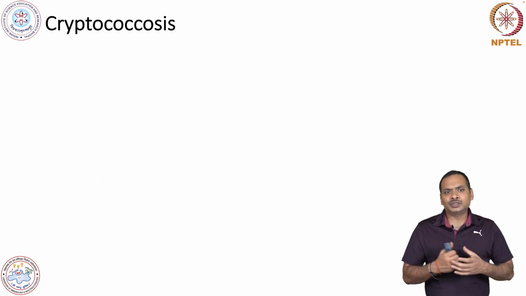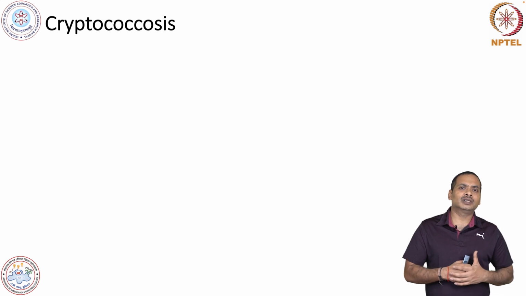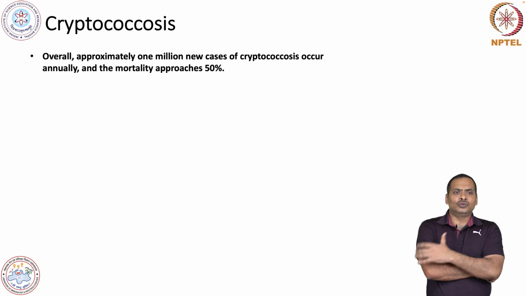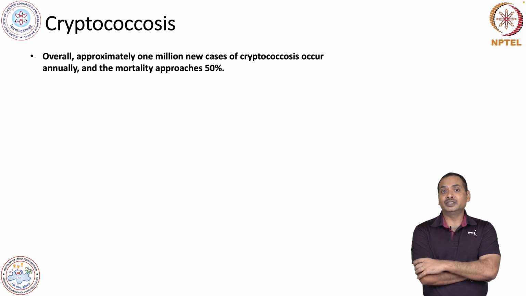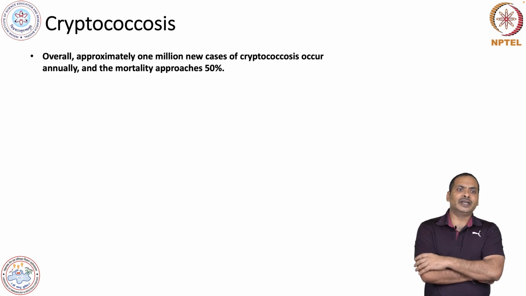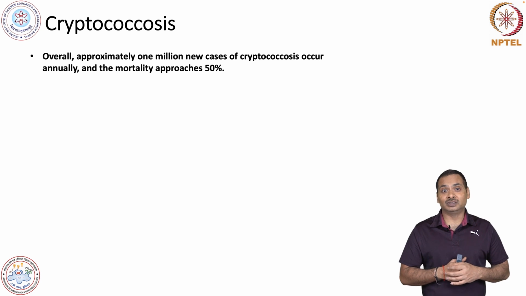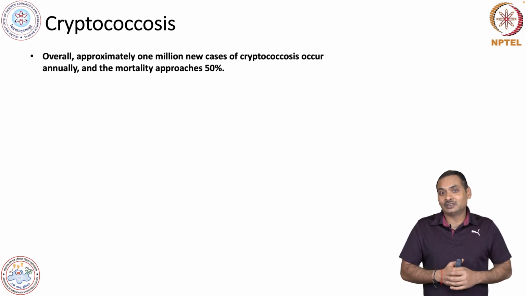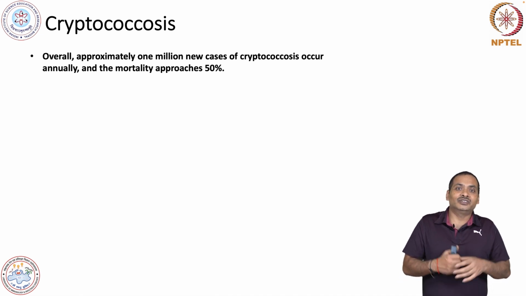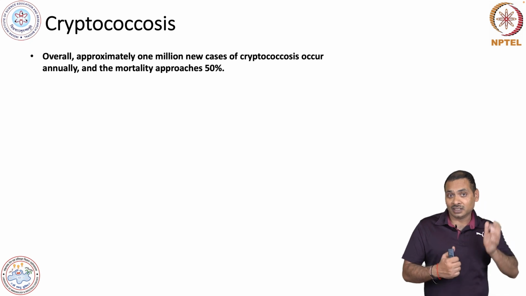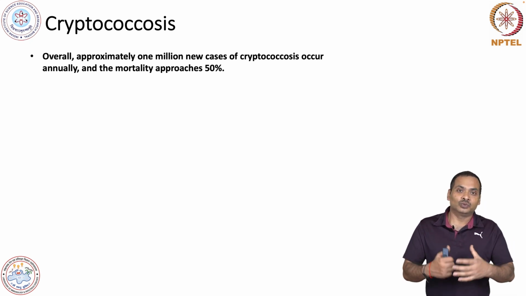Cryptococcosis is caused by Cryptococcus neoformans. Overall, approximately 1 million new cases of cryptococcosis occur annually, and the mortality is approaching about 50%. This is a quite frightening number, right? It is quite high, right? 50% of people die from this fungal infection. It is really quite a point of worry.